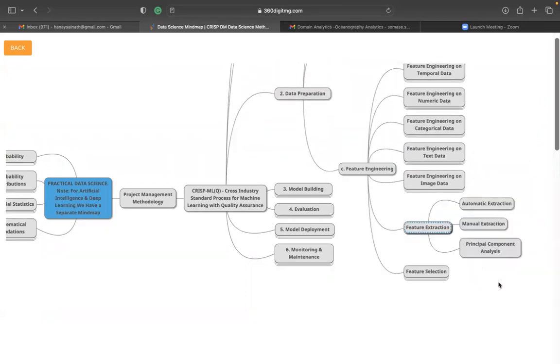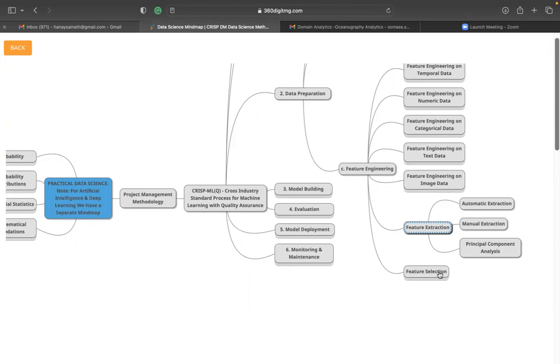For feature extraction, we have automatic extraction, manual extraction, and finally principal component analysis.